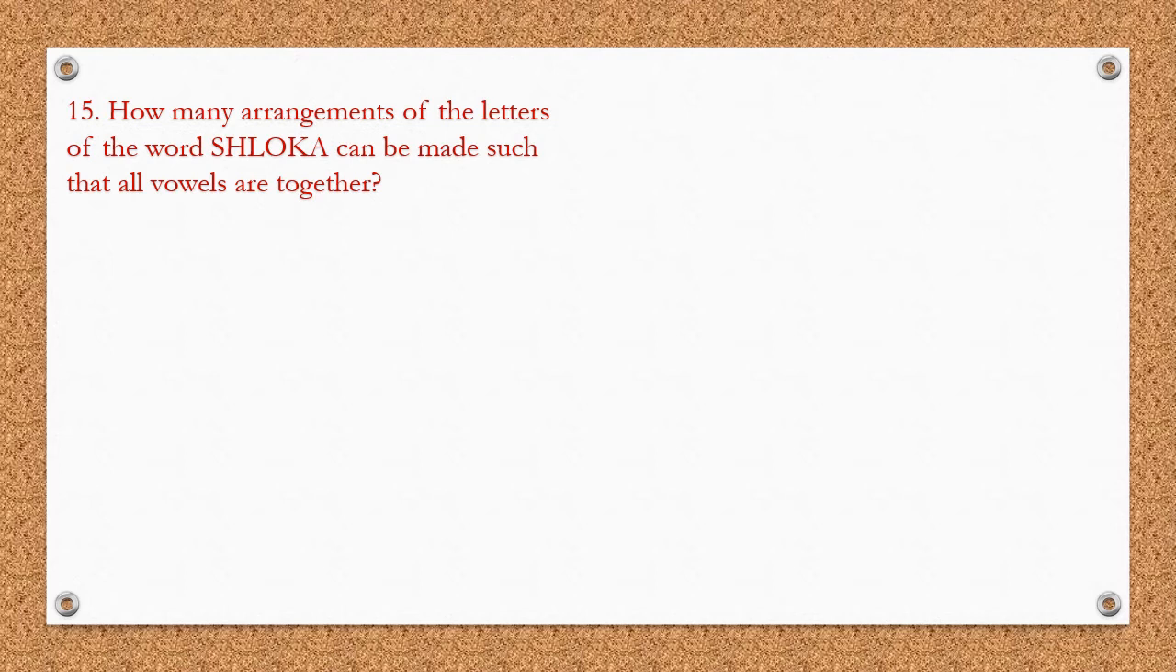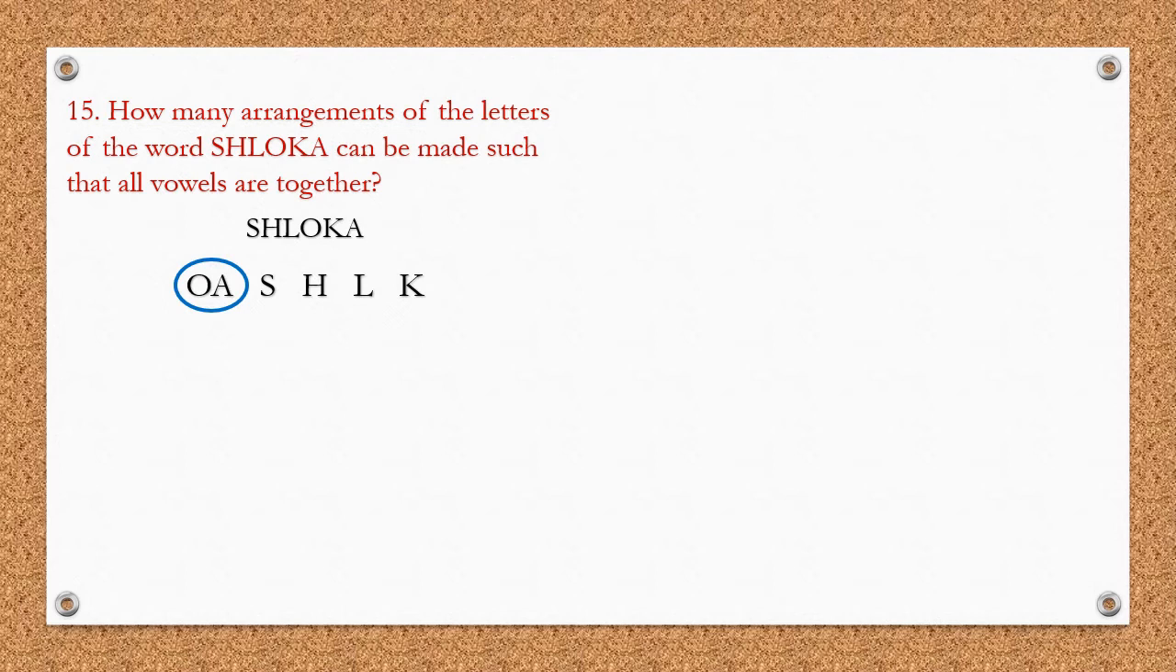So question number 15. How many arrangements of the letters of the word SHLOKA can be made such that all vowels are together? Now the word here is SHLOKA, but in this the vowels are O and A, which are supposed to be together. So when we rearrange the word, it becomes something like this. Vowels OA are together, so we will just draw a circle here, and S, H, L, K are the remaining characters.